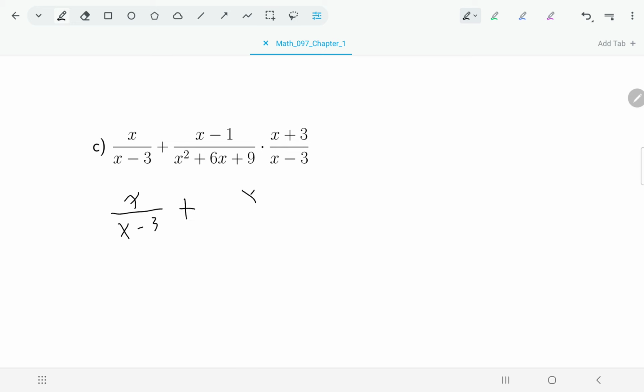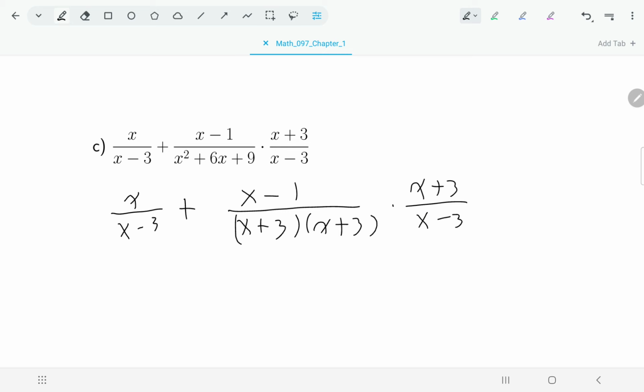So I know, of course, for multiplication, I don't need to make common denominators. So I'm going to start off by factoring. And once I've done my factoring, I won't make common denominators. I'll just do my multiplication first. Then I'll think about making common denominators afterwards.